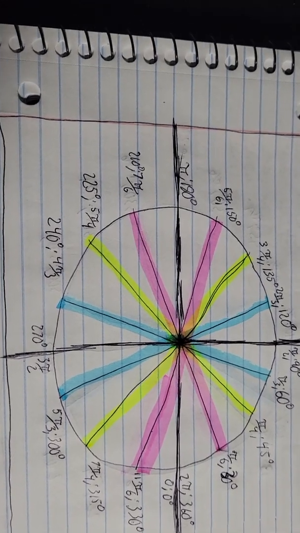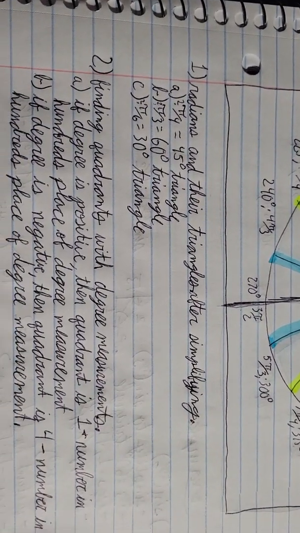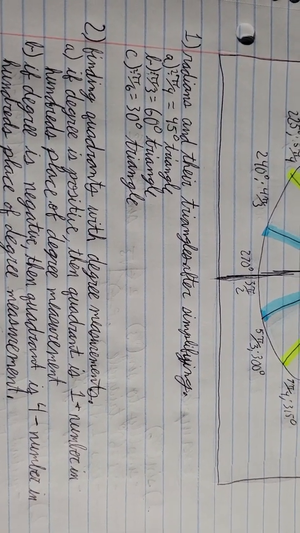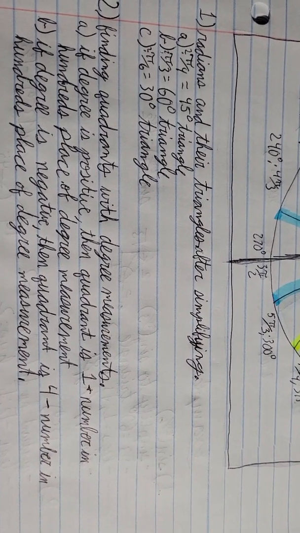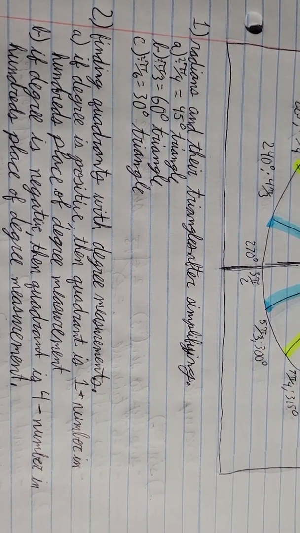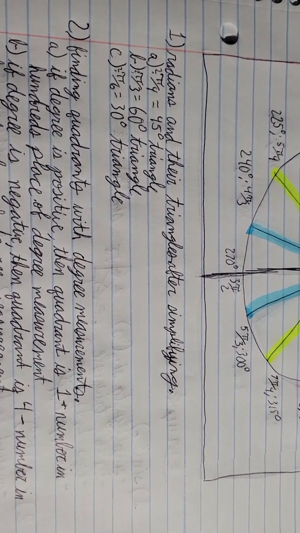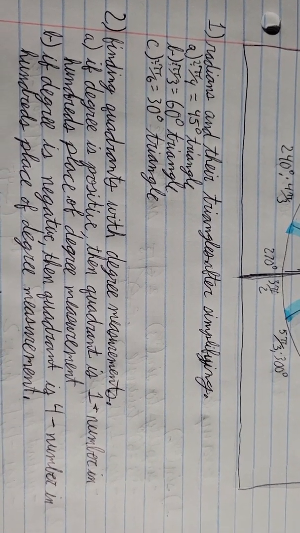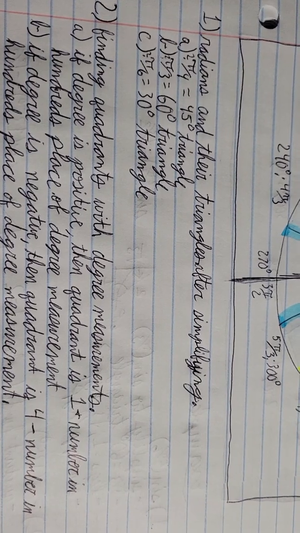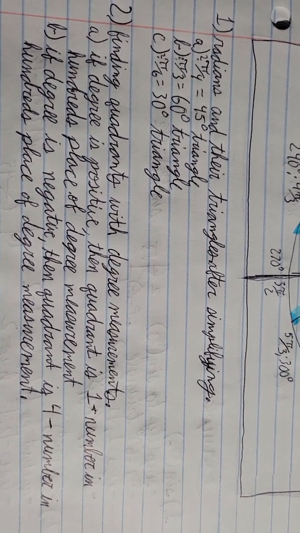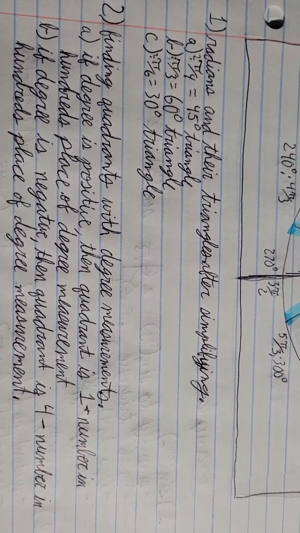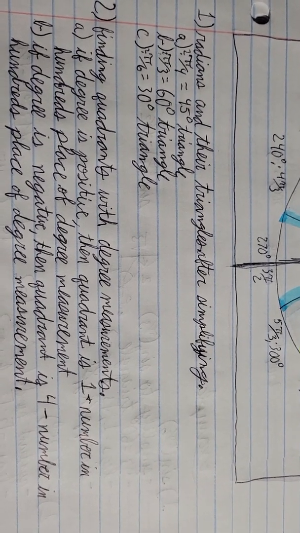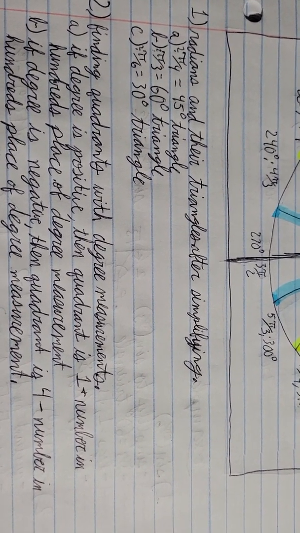Some other tricks that I found really helpful is finding quadrants quickly helps a lot with determining whether your end result is positive or negative. So if you're given the degree measurement, finding the quadrant becomes extremely easy. If the degree is positive, then the quadrant your triangle is in will be 1 plus whatever number is in the hundreds place. If the degree is negative, then the quadrant is 4 minus whatever number is in the hundreds place of your degree.